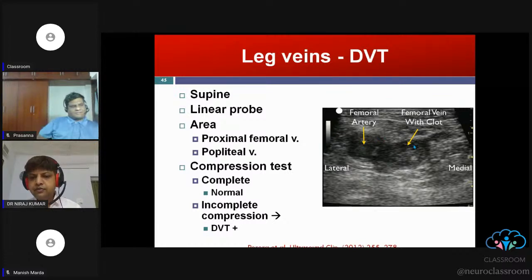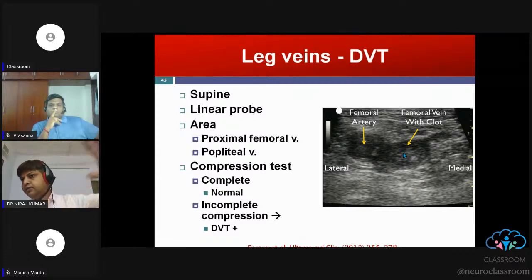Then you have to look at the femoral vein area. Normally, it should be collapsible. This is a compressibility test. If it is not compressible and there is a thrombus inside, then it is DVT positive. And if the right ventricle is dilated, and in addition you are seeing DVT positive, that's a strong suspicion of pulmonary embolism.